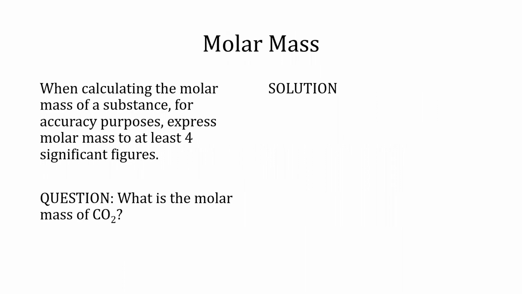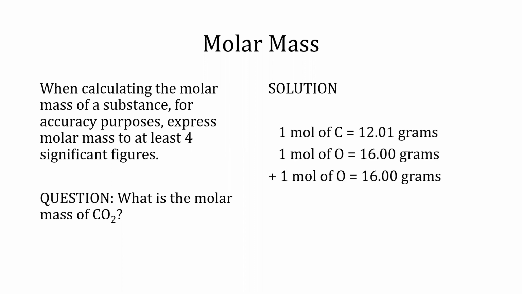When calculating the molar mass of a substance for accuracy purposes, express molar mass to at least 4 significant figures. A sample question is, what is the molar mass of CO2? You take the molar mass of each element as grams per 1 mole, and so here you have 1 mole of C equaling 12.01 grams, and 1 mole of O equaling 16.00 grams. And after doing that twice, add them up for a final molar mass of 44.01 grams per 1 mole of CO2.